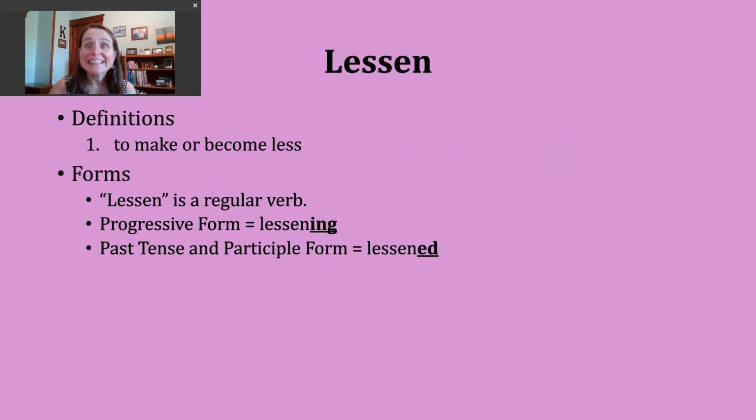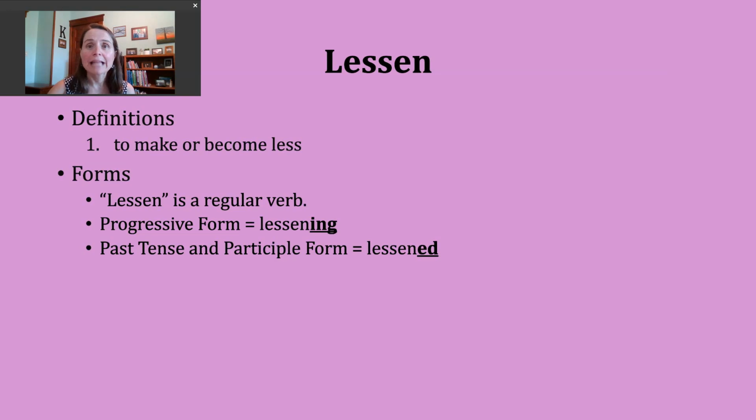Everybody should know that lesson is a regular verb. To make the progressive form of this verb, all you need to do is add ing to form lessening. The past tense and participle forms of this verb can be made by just adding ed.